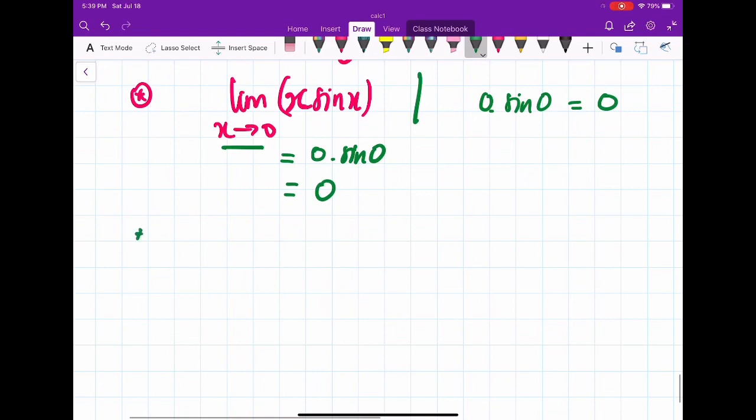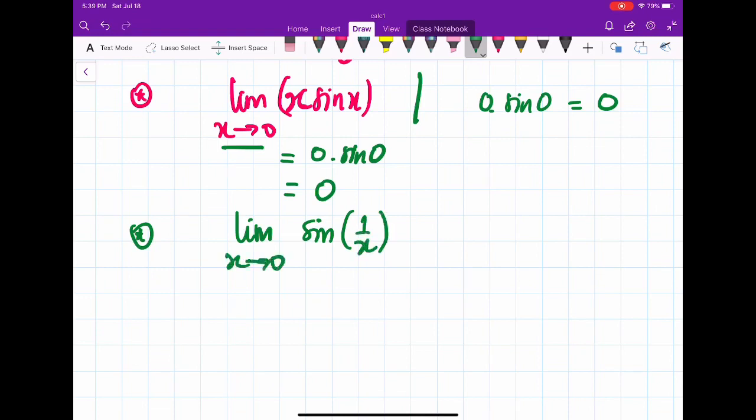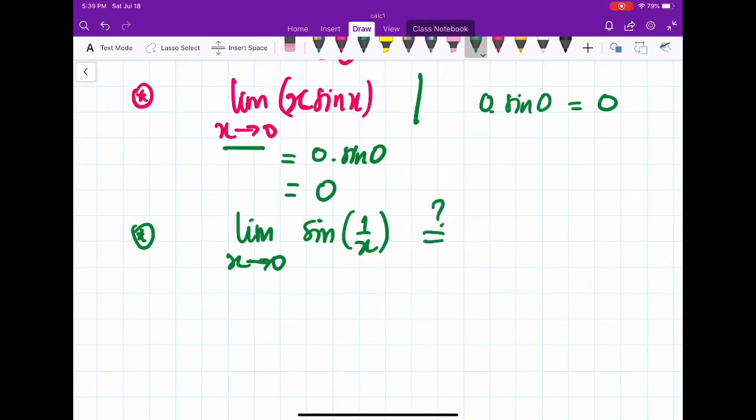But look at this example. Limit of sine of 1 over x when x approaches 0. Does it exist or does not exist? How do you think about that? I tell you, this does not exist. And why? Okay, so I will leave this example for you. If you have an answer or explanation, please feel free to let me know.